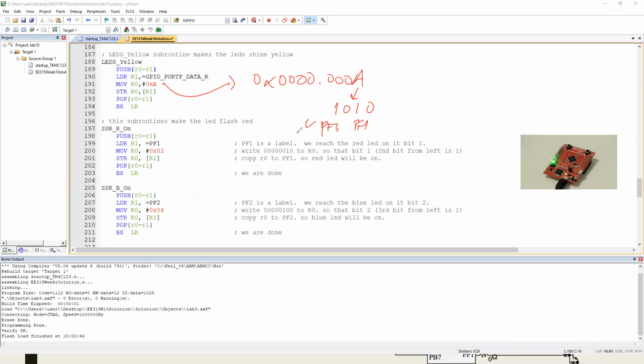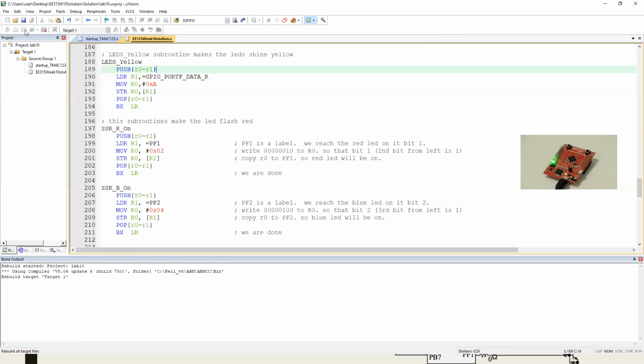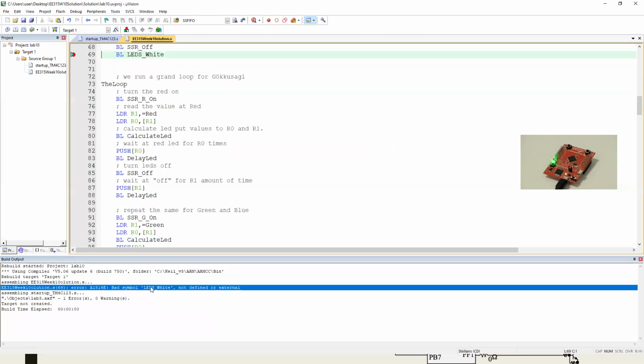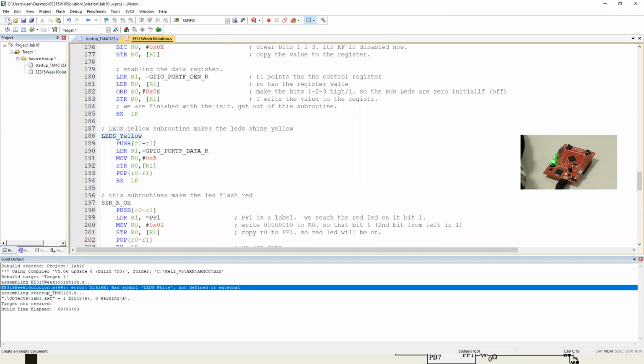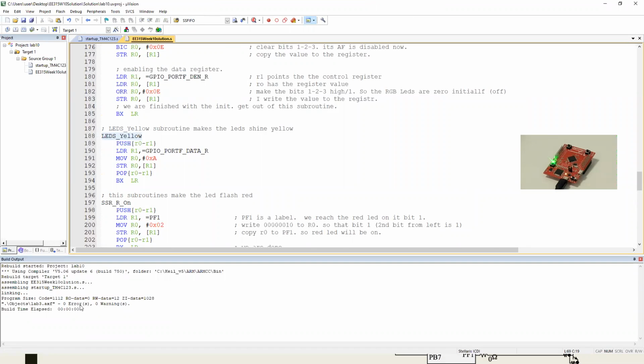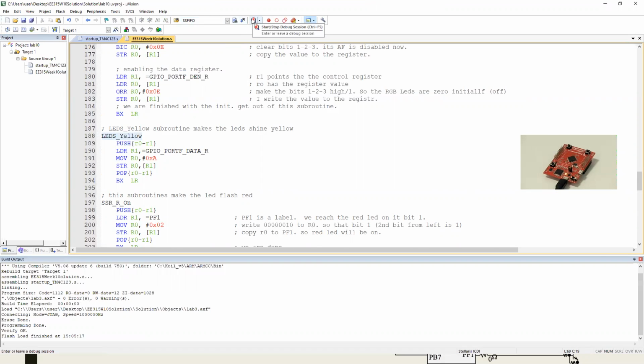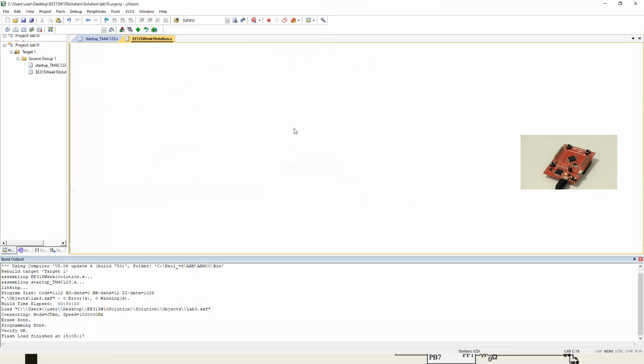So this is PF1, PF3, this is green, this is red, and this is blue. Green plus red will be yellow. That's what we are talking about. Okay, let's see if it is working. Save, rebuild, one error. As you can see, I'm calling LEDs white, but there is no LEDs white subroutine anymore because I've changed its name to LEDs yellow. So save, build again, no errors. Load it to my card, stopped working. And I am just running my code.